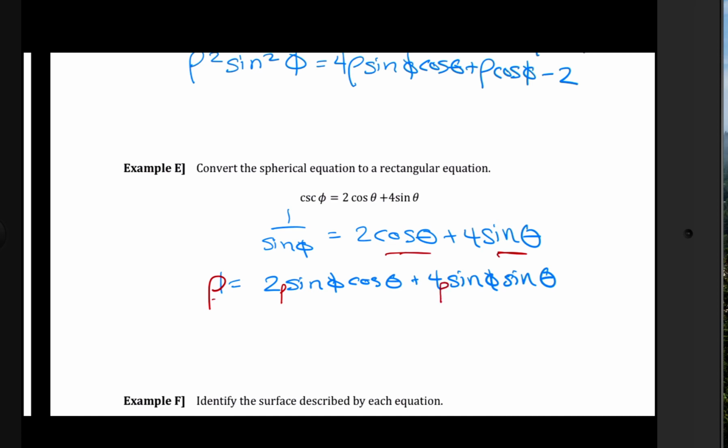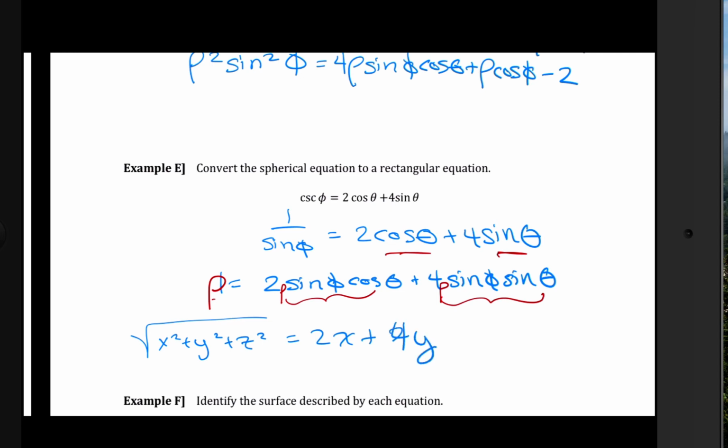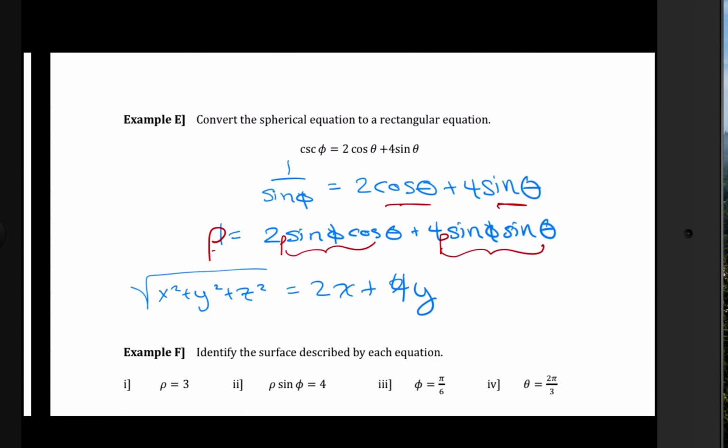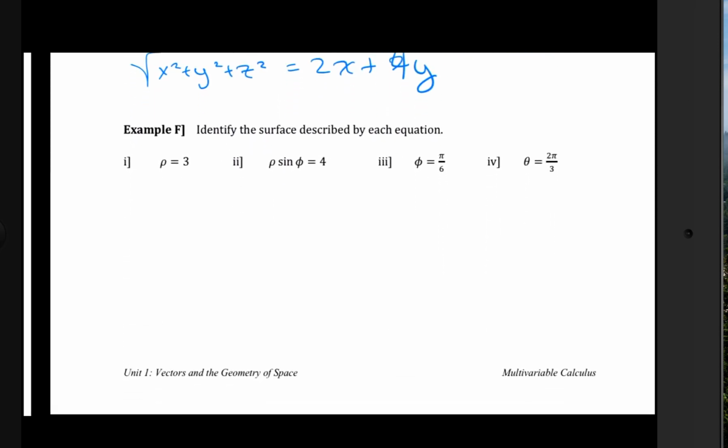And now I have an x, and I have a y, and then I can replace rho with the square root of x squared plus y squared plus z squared is equal to 2x plus 4y. If I want to square both sides, I can and expand it. I don't have to. I can leave it right here. All right, so now here's where it gets a little interesting.